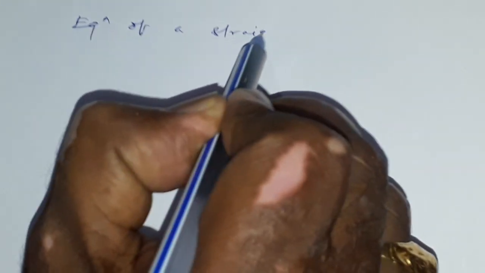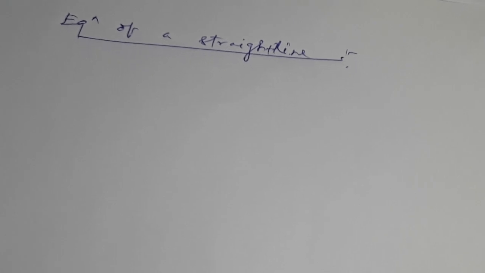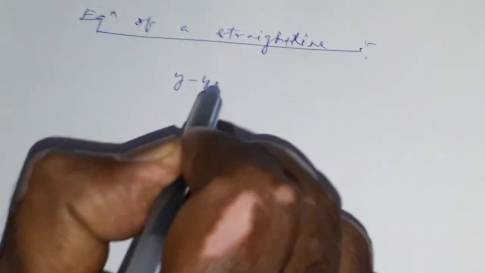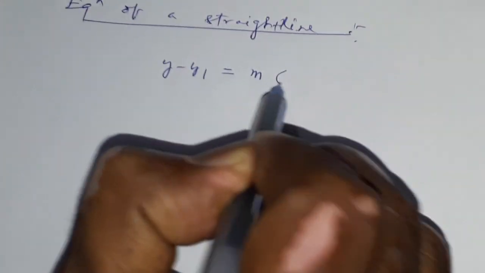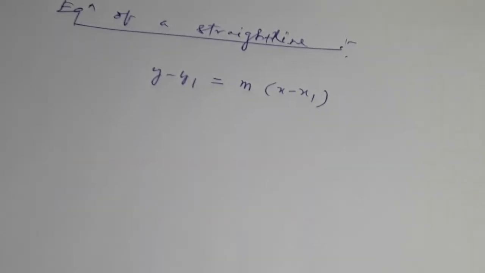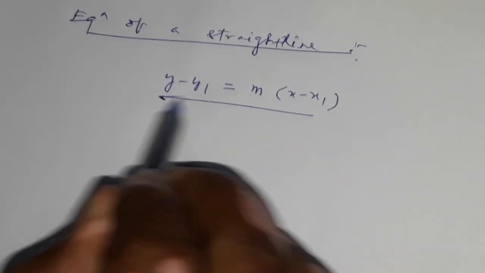Equation of a straight line. The equation of a straight line passing through the point x1, y1 and having slope m is y minus y1 equals m whole into x minus x1.